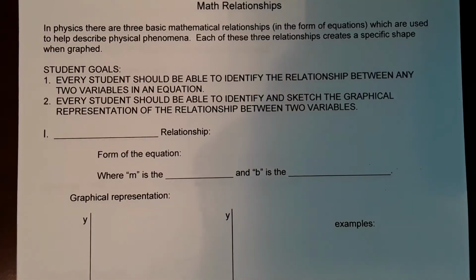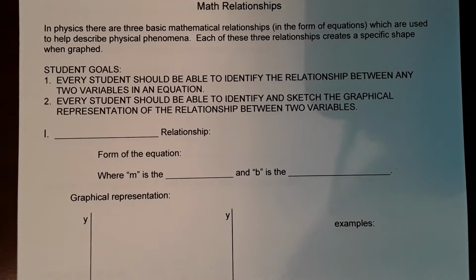Hello everybody. Today we're going to be looking at math relationships. As you know, in physics, math is the language that we use to describe physical phenomena. And there are three basic math relationships that we will be using on a regular basis. And in this lesson, you're going to learn about those three relationships and the shape of the graph that is produced when the variables in those relationships are graphed.